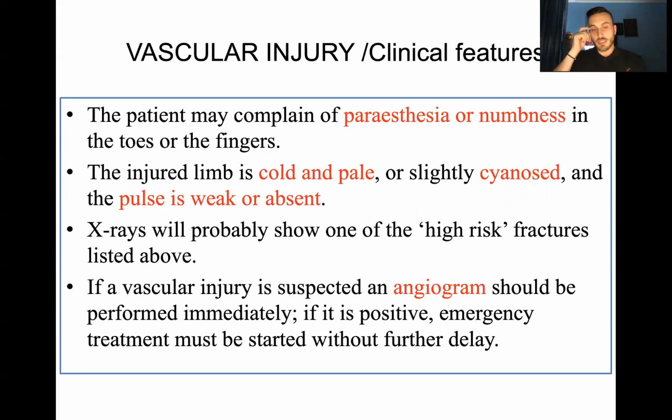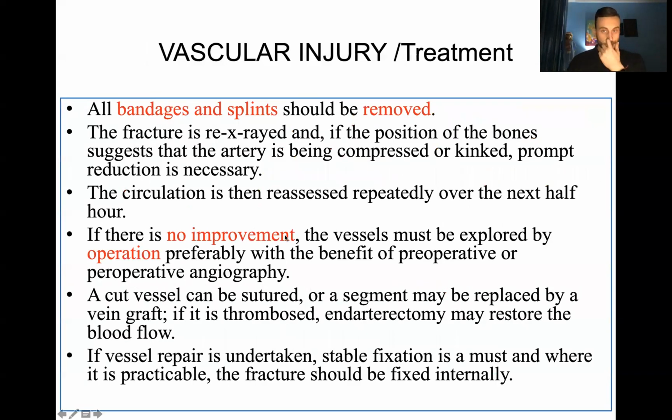Okay, if you have an X-ray and you see it is a high energy trauma, severely comminuted, it will give you an indication that this patient might have a vascular injury. What to do if you have a vascular injury? If the fracture is not reduced, the first thing to do is reduce the fracture, then re-examine again. After examination, if the pulse did not come back, you can do an angiogram. So you can consult the vascular surgeon later.